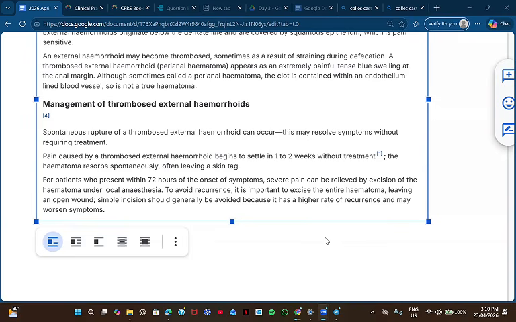But in some cases, if this is not available, to give immediate relief we have to do incision and drainage as well. Actually, incision usually, to give immediate relief, but it's not appropriate because the recurrence rate is high, so we have to fully excise it. The pain caused by a thrombosed external hemorrhoid begins to settle in 1 to 2 weeks without treatment, but why are we waiting for it to settle on its own? Because it's very painful, it's better to do something.